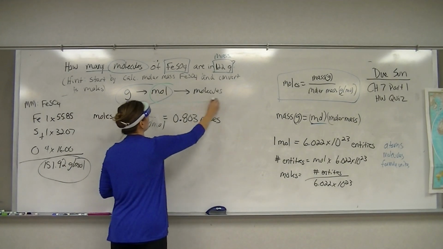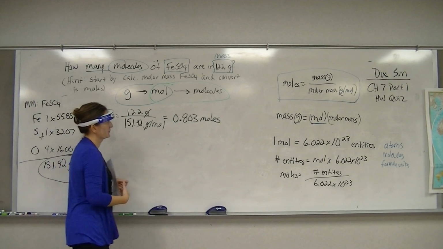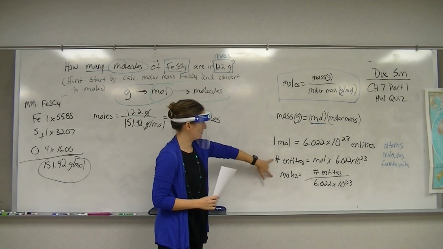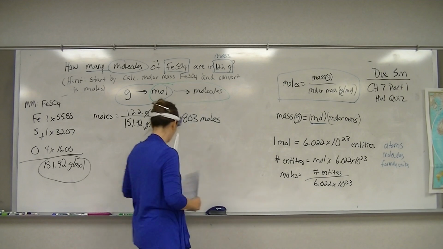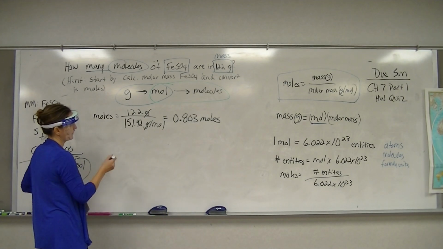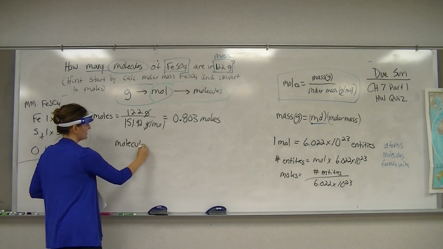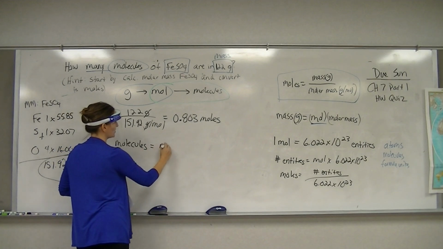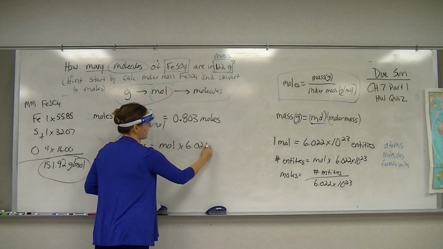So now we're going to go from moles to molecules. So moles to molecules, we're moving down to these equations. Molecules is what we're solving for, so I'm going to pick the top one so I don't have to rearrange it. So I'm going to say molecules instead of entities. Just replacing the word molecules in for number of entities. Then we're going to take the mole amount that we just calculated and multiply it by Avogadro's number.